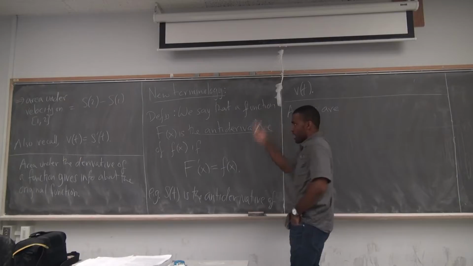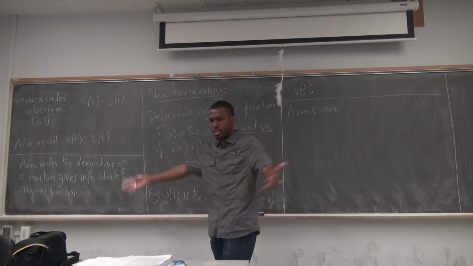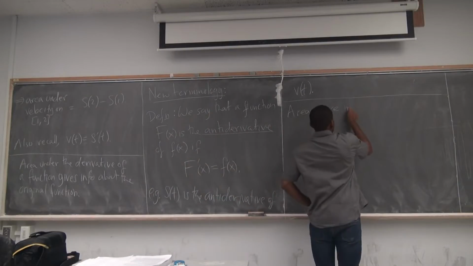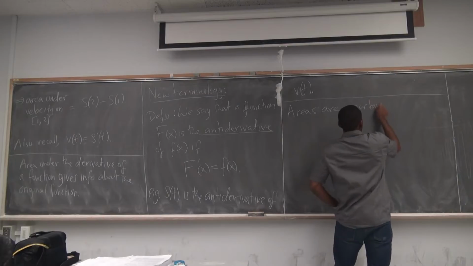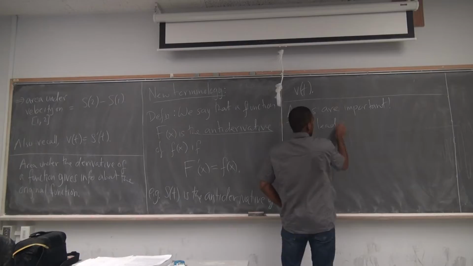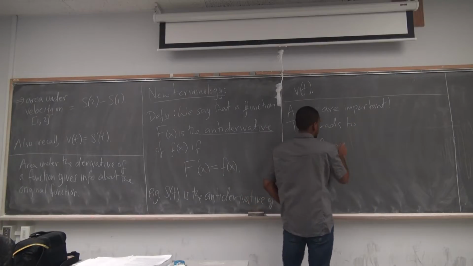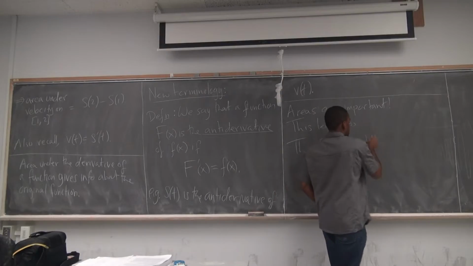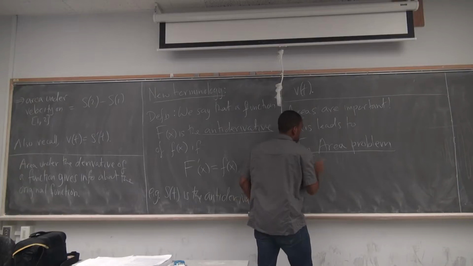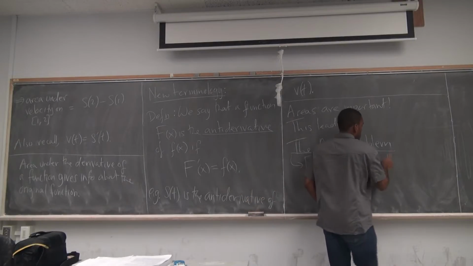So there's a lot of reasons why areas can be important, not just for the normal geometric considerations and the farmer wanting to measure how much land he has, but this kind of relationship is pretty important. So areas are important, and this leads to what we call the area problem. Figuring how much space something takes up.